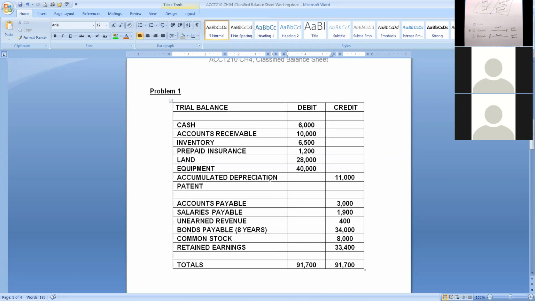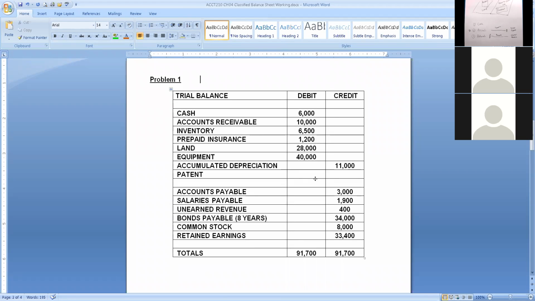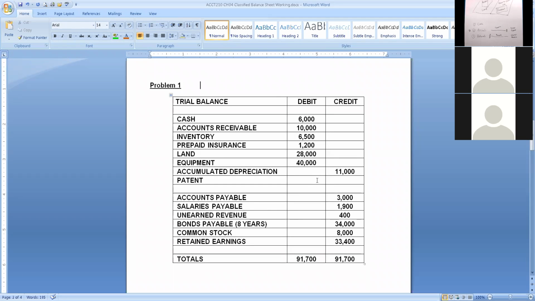Okay, so this is going to be our problem 1. You'll notice that this is a trial balance, and that there are certain types of accounts missing from this trial balance. What kind of accounts are missing? I know it's harder to see what's missing than what is there, but I'm going to tell you, there are no income statement accounts. There's no revenues or expenses.